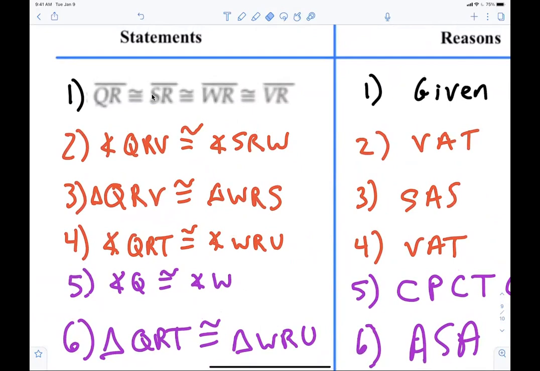Highlight QRT and highlight WRU. Are those vertical angles? Yeah. And the same thing with the other one. Highlight them and you will see them.